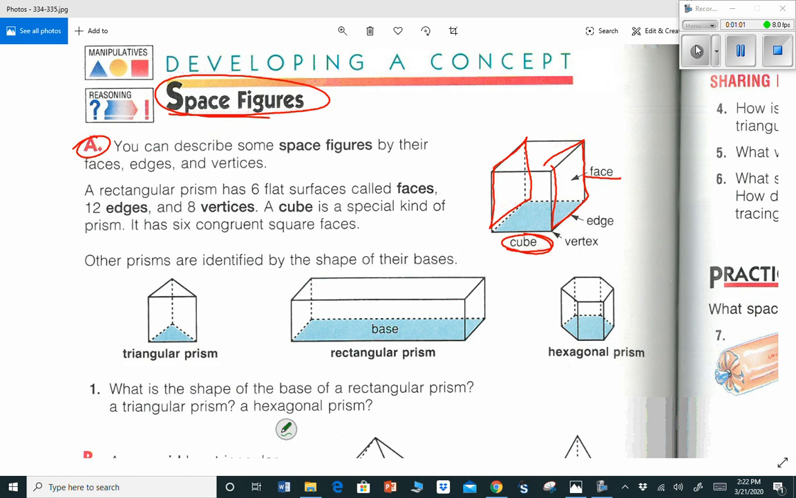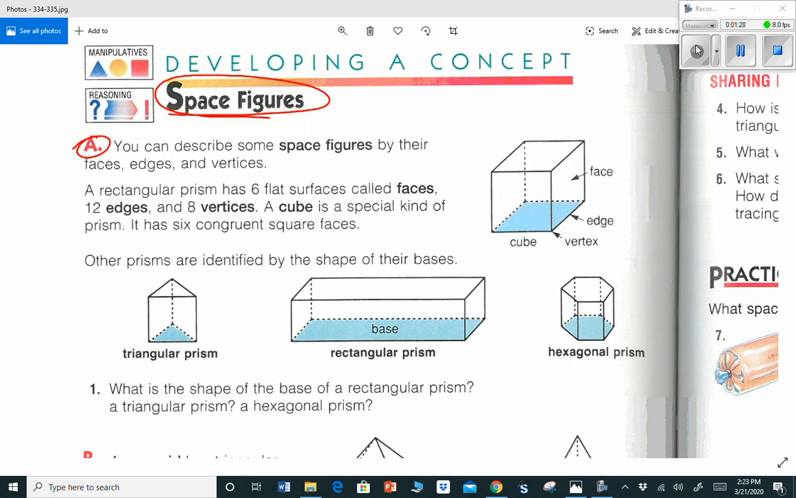And then we have the front and the back directly across from it. And then we have the bottom, which we refer to as the base, and the top. So that makes 6 flat surfaces that make up the cube. Those are called faces. 6 faces for a cube.